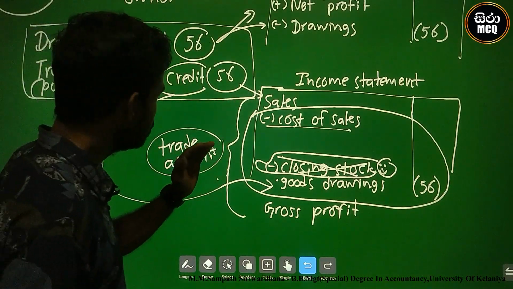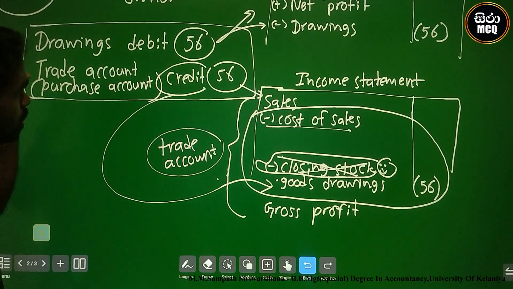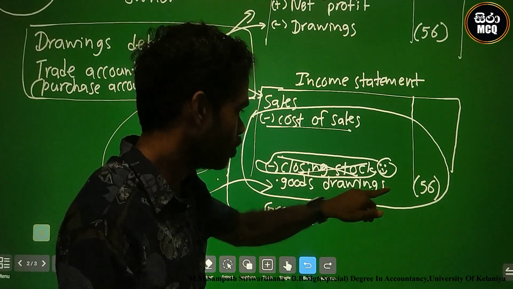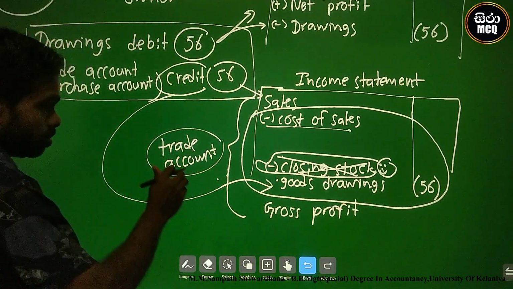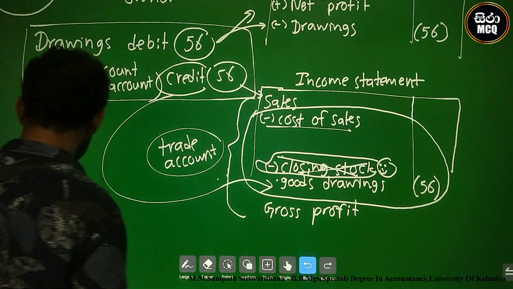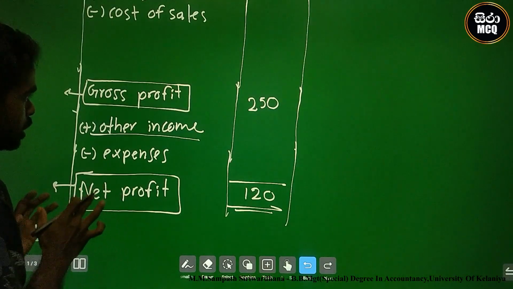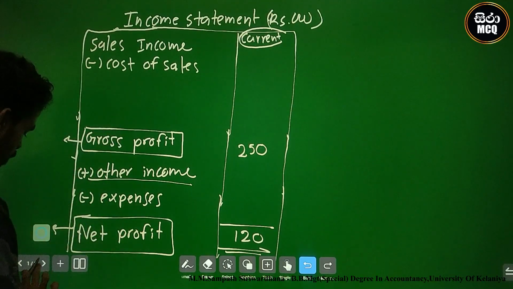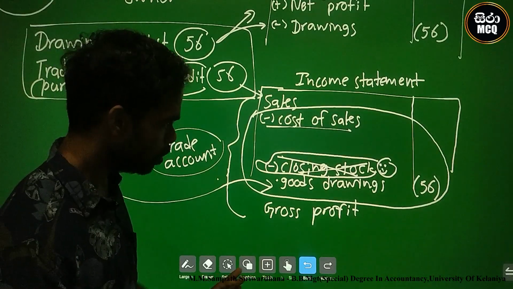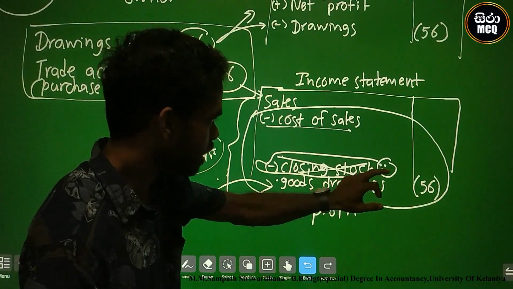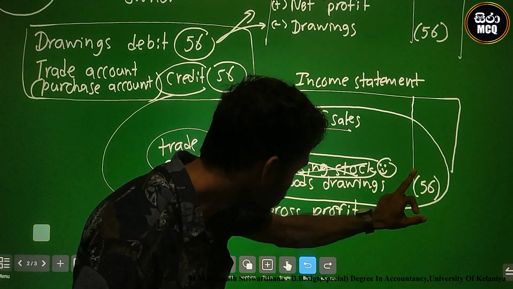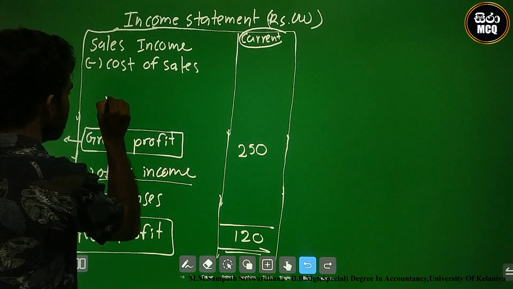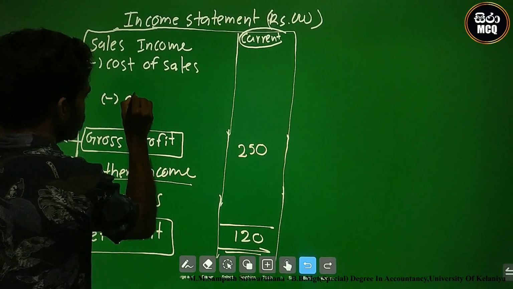At this time, goods drawings, look here, trade account credit means we must deduct from the cost of sales. At this time, the credit side affects the gross profit. What is the entry? Goods drawings are deducted from cost of sales. I deduct from cost of sales. I deduct from closing stock.